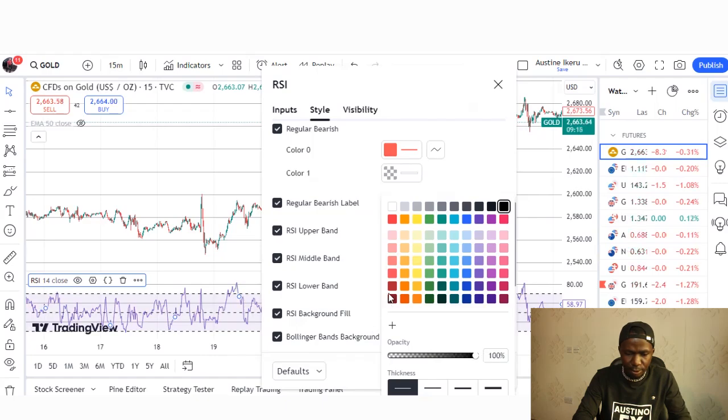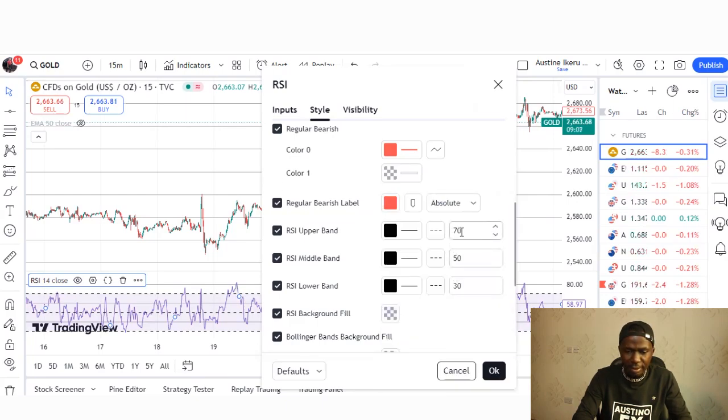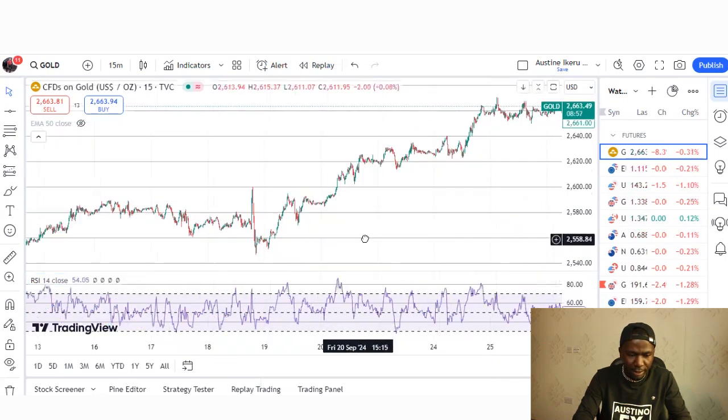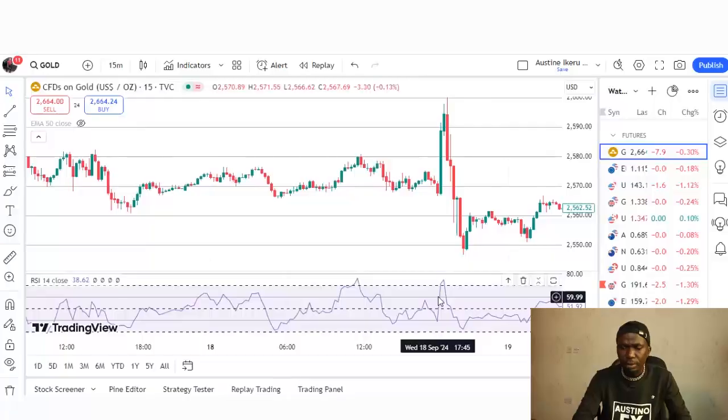So now we have three lines: the upper band, the lower band and the middle band. The upper band is 70, the lower band is 30, and the middle band is 50. And then this is the RSI line, this blue line. Once you are done with the setting, you click OK. So now this is the RSI line. You can clearly see the line here. This is what I'm talking about.